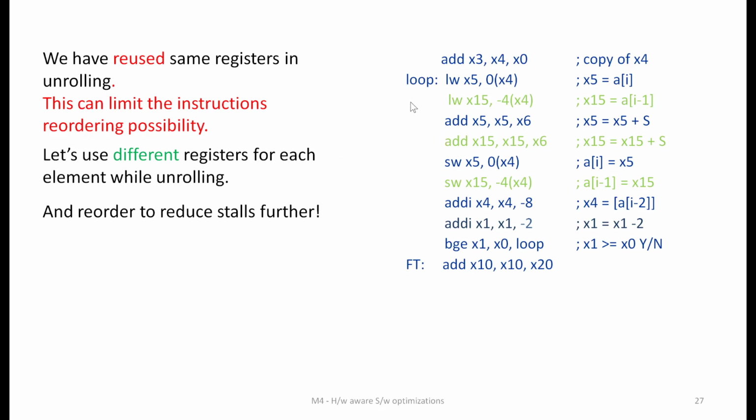Now I have changed the register I have used for the second element in the iteration from x5 to x15. All the green ones belong to the second element. I have loaded the element ai-1 into x15, added to it, and stored it back with the same register x15. Earlier we used x5. Now I have also reordered. Earlier this was I5, I6, I7. Now we have made it I2, I4 and I6.